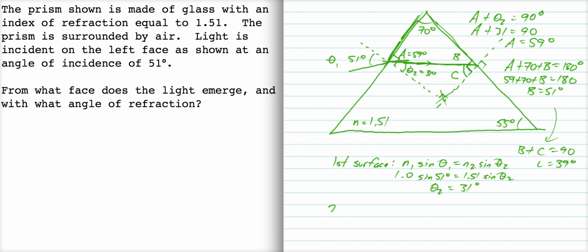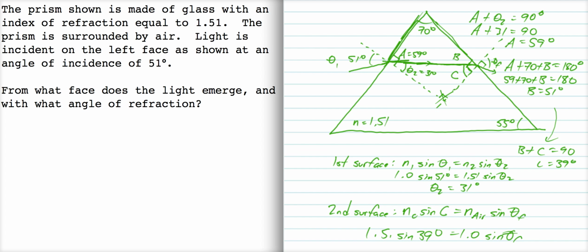So for the second surface, inside the prism, I guess we'll call this n_C sine C is equal to n_air sine theta F, where theta F is going to be this final emergent angle, assuming it gets out of that surface. So we have 1.51 sine 39 is equal to 1.0 sine theta F. And if I solve for theta F, I get theta F is 72 degrees.